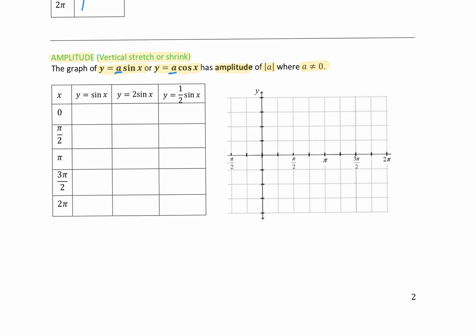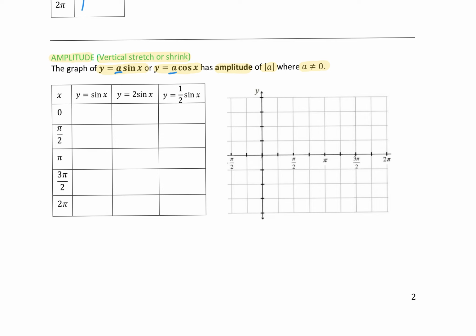So whenever we change the y value, it does exactly what we think it should do. If it's a +2, a number greater than 1, it's going to stretch it out to larger values. If it's a value that's less than 1, like half, it should shrink it in towards the x-axis. So let's see if that's actually what happens when we plot some points. And I'm only going to do the key points 0, pi over 2, pi, 3 pi over 2, and 2 pi, because it has a nice periodic graph that doesn't change, so we really don't need those intermediate values.